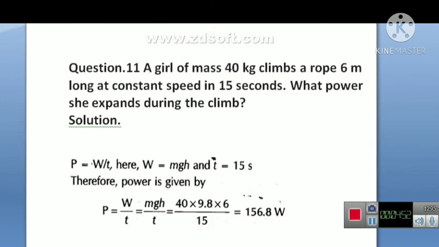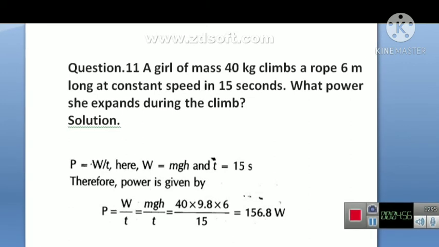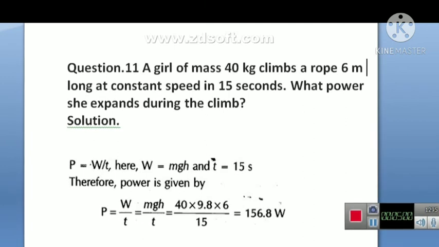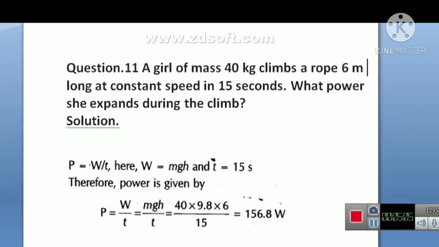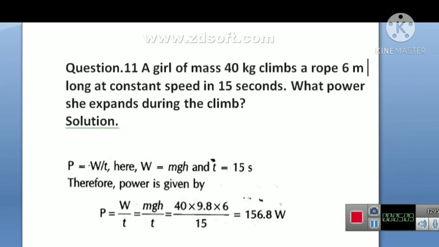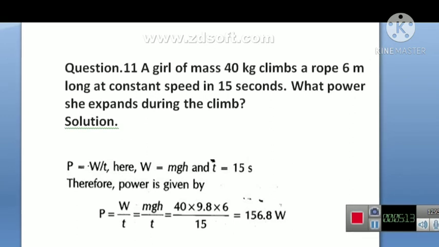Next question: a girl of mass 40 kg climbs a rope 6 meter long at a constant speed in 15 seconds. What power does she expend during the climb? Now again, here you have to see which values are given in the numerical. So 40 kg is the mass of that girl.